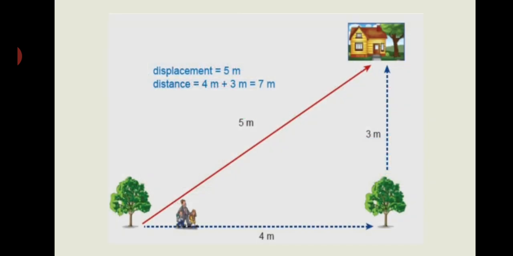Third example, a person goes to his house by traveling a distance of 4 meter and 3 meter. That is the total distance he covers is equal to 7 meter. But if we observe the figure, the displacement is the shortest distance, which is 5 meter, shown by the red arrow. So the displacement in this figure is 5 meter.